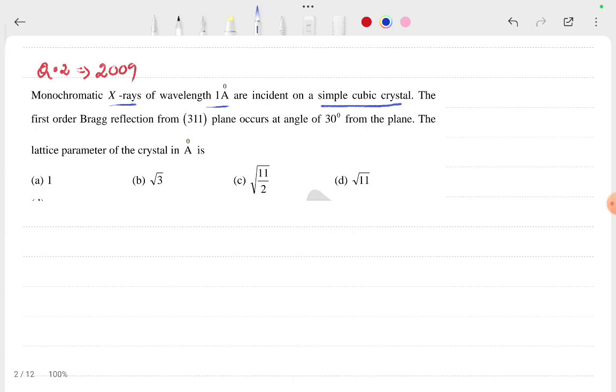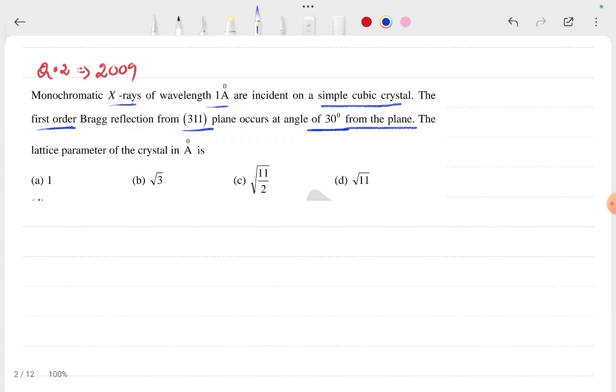And the first order Bragg's reflection means n equals 1, and for a simple cubic crystal there will be no additional plane. We already discussed this. Bragg's reflection from the 3 1 1 plane. This is the given Miller indices, and the reflection occurs at an angle of 30 degrees from the plane. It means Bragg's angle. We already discussed this in our previous class.